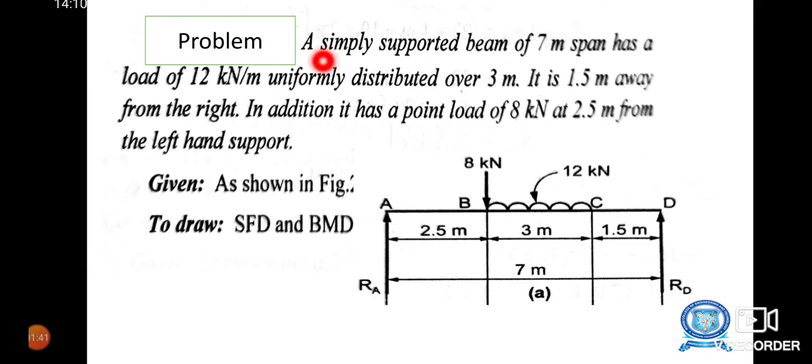Once again I will read the problem. A simply supported beam of 7 meter span, so that is the total length, has a load of 12 kilonewton per meter uniformly distributed over 3 meters. It is 1.5 meters away from the right side. In addition, it has a point load of 8 kilonewton at 2.5 meters from the left hand support. So that is the diagram.